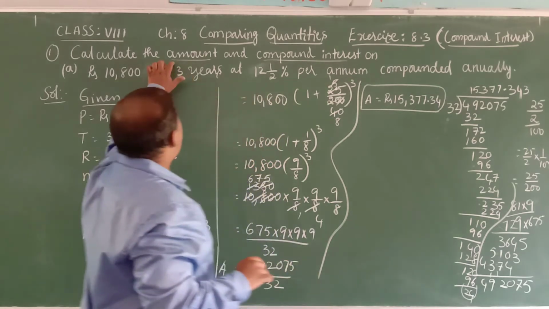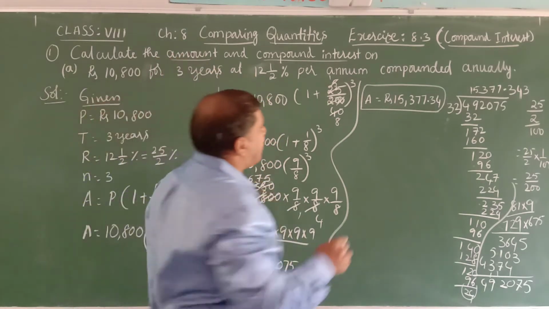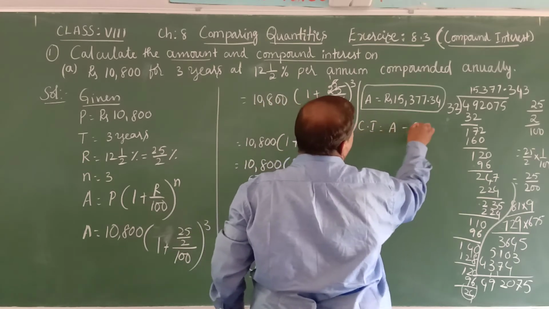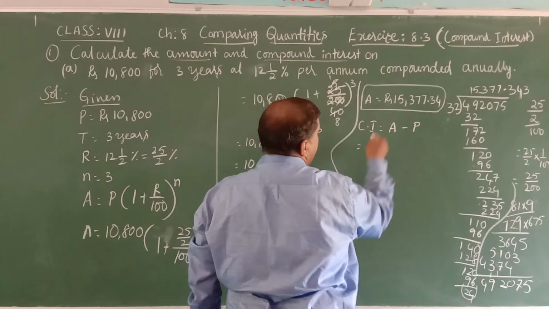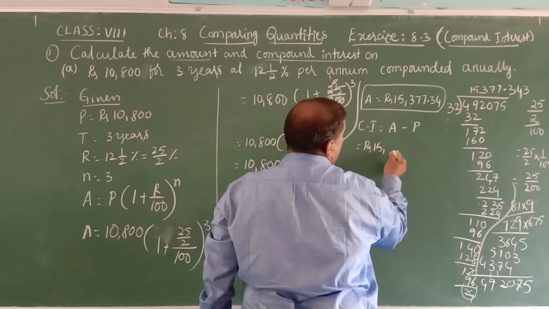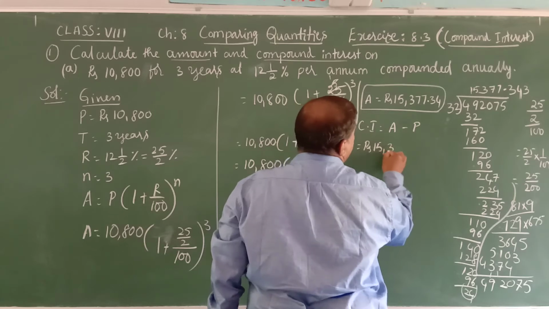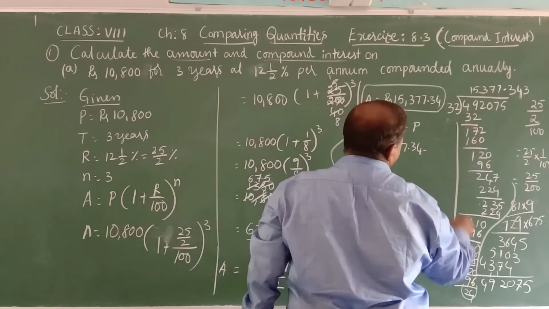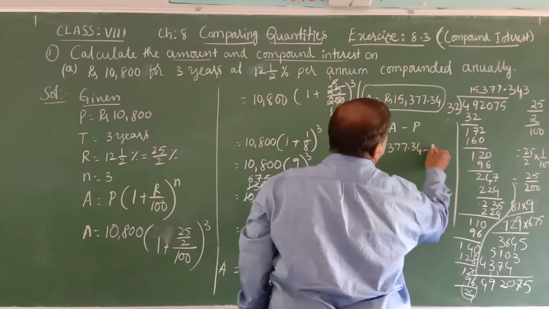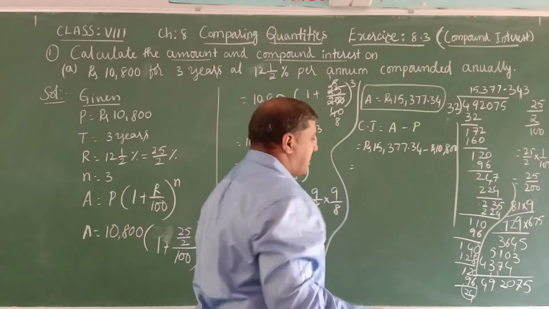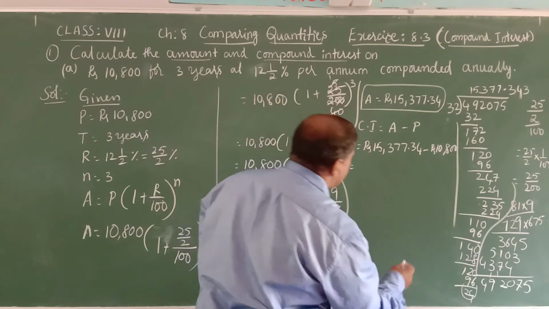Next, the amount we calculated, and compound interest, CI. Compound interest CI is equal to A minus P, where A is the amount, 15,377.34, minus the principal, 10,800 rupees. Subtract these two. What do we get by subtracting?